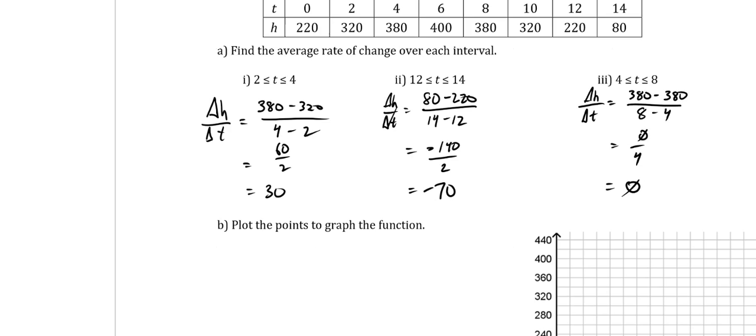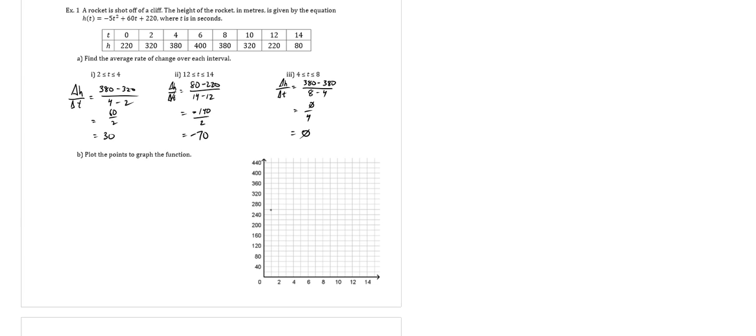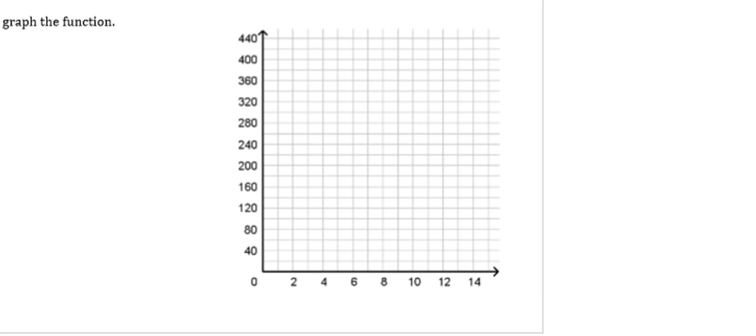Okay, so let me plot these points. 0 and 220. I hope this is a good scale. 2 and 320. You can probably just watch this too. You don't necessarily have to draw a pretty graph for this. This is just a thinking exercise. 4 and 380. 6 and 400. 8 and 380. 10 and 320. 12 and 220, and then 14 and 80.